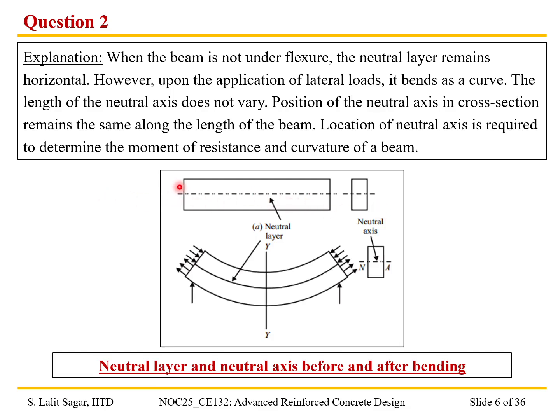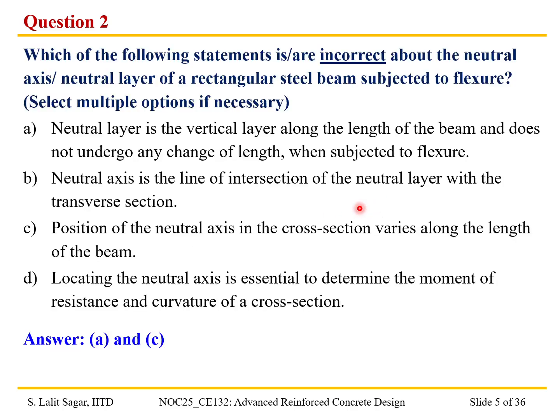So when you see in the elevation, this is the neutral layer, but when you consider the cross section, the intersection of the neutral layer along with the transverse section is called the neutral axis, as you can see in this particular transverse section. So option B is correct.